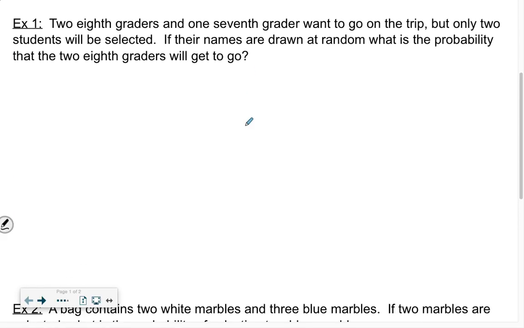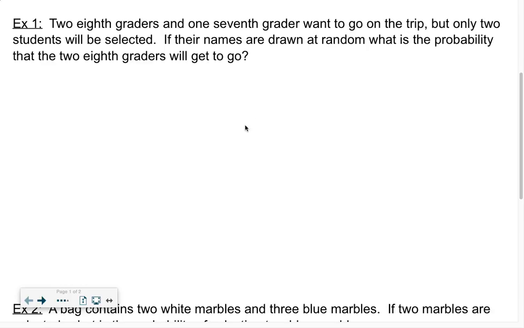Example number 1, we have 2 8th graders and 1 7th grader that want to go on a trip, but only 2 of those students will be selected. If their names are drawn at random, we want to know what is the probability that the 2 8th graders will get to go. This problem is very similar to the sock problem that we had before.